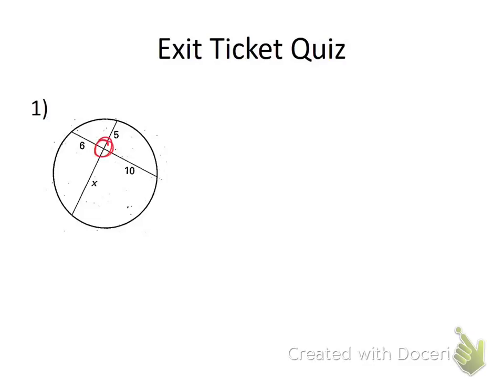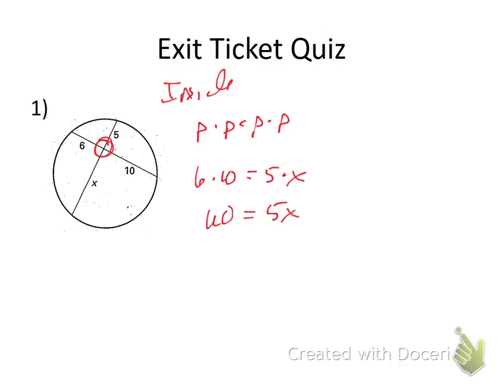Okay, so what'd you do? These guys cross inside. So I want to go piece times piece equals piece times piece. So go 6 times 10 equals 5 times x. We go 60 equals 5x. You don't want to do outside piece times whole here because there is no outside piece, right?